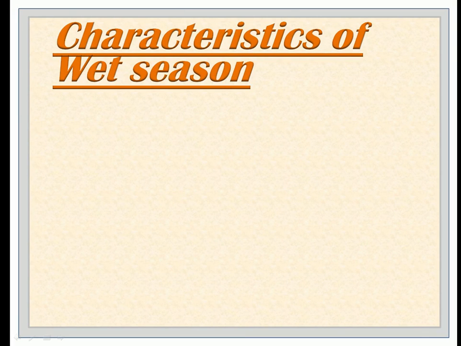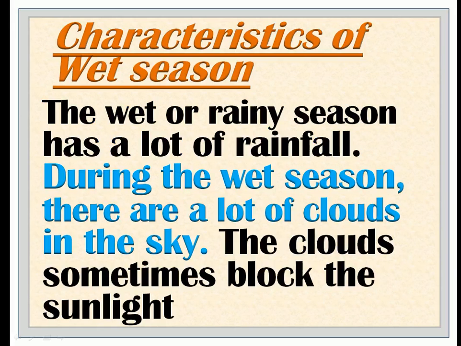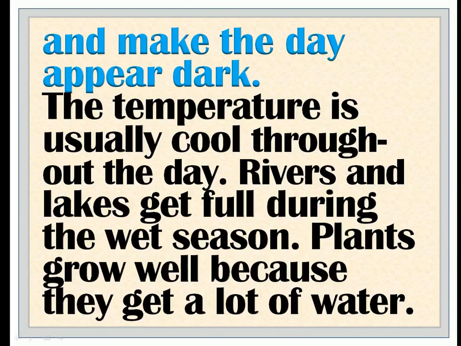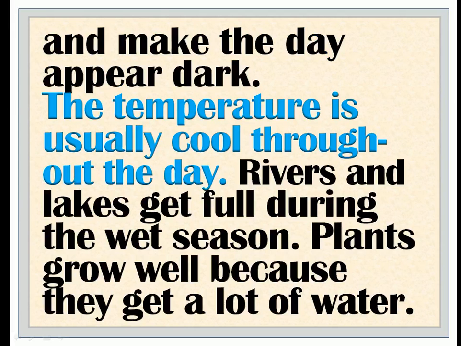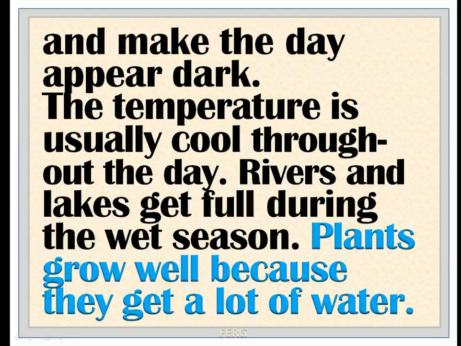Characteristics of wet season. The wet or rainy season has a lot of rainfall. During the wet season, there are a lot of clouds in the sky. The clouds sometimes block the sunlight and make the day appear dark. The temperature is usually cool throughout the day. Rivers and lakes get full during the wet season. Plants grow well because they get a lot of water.